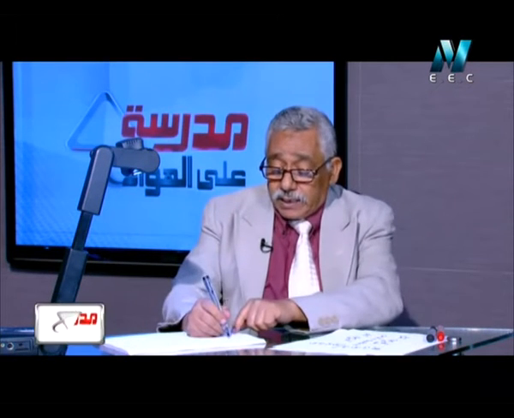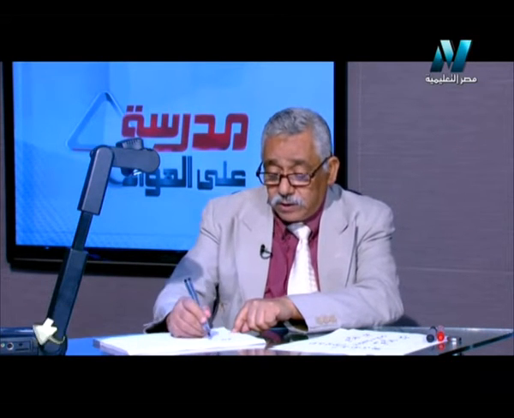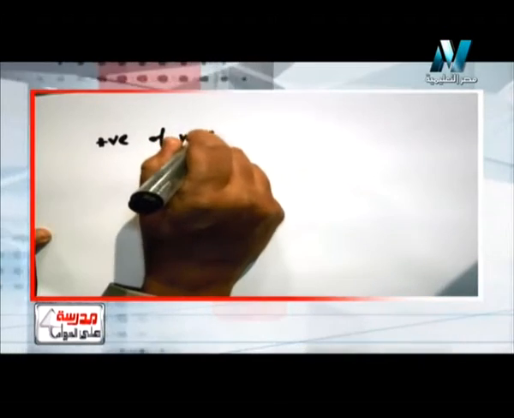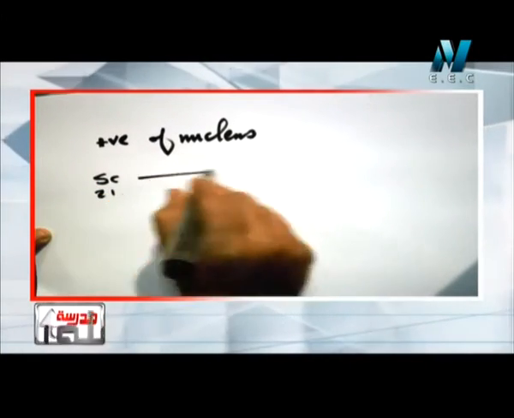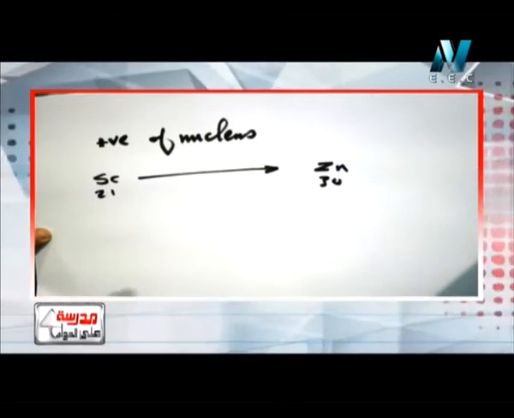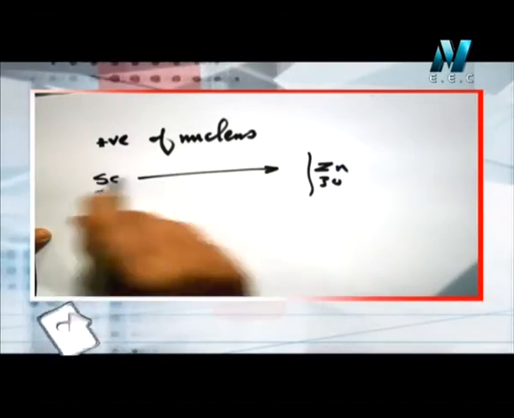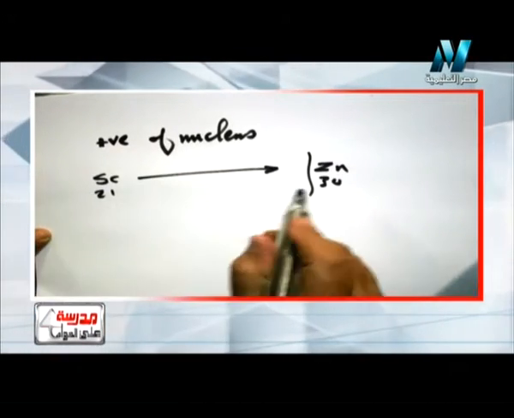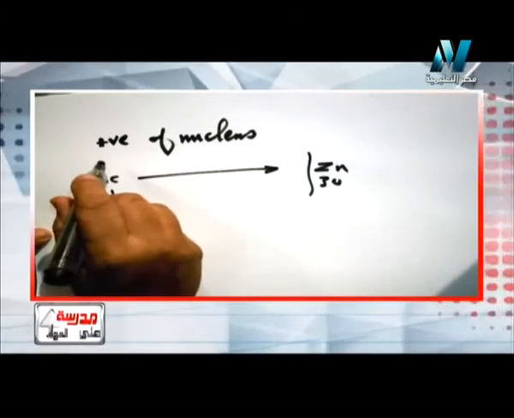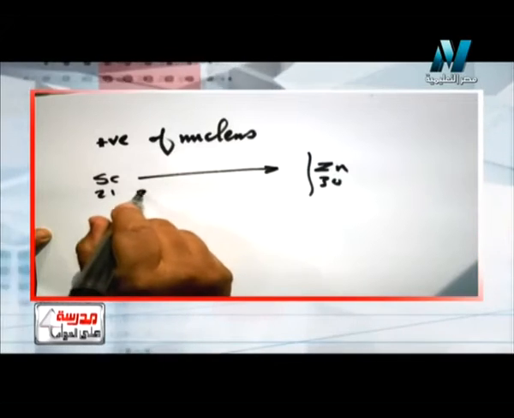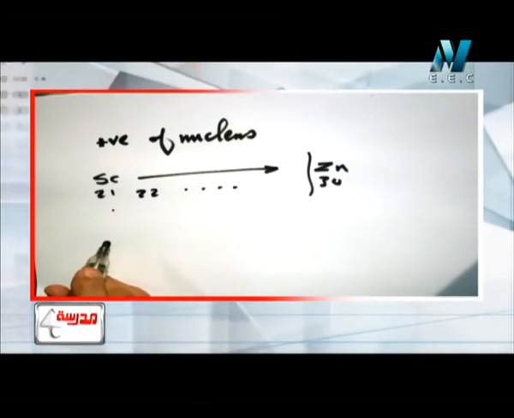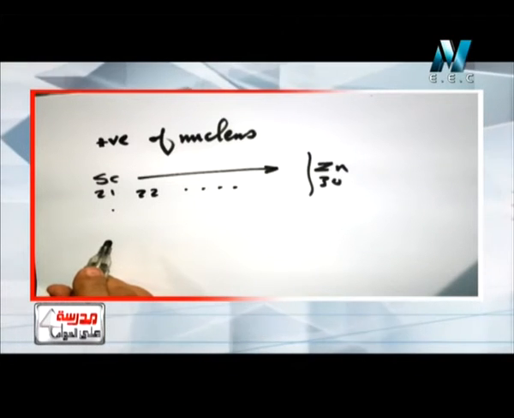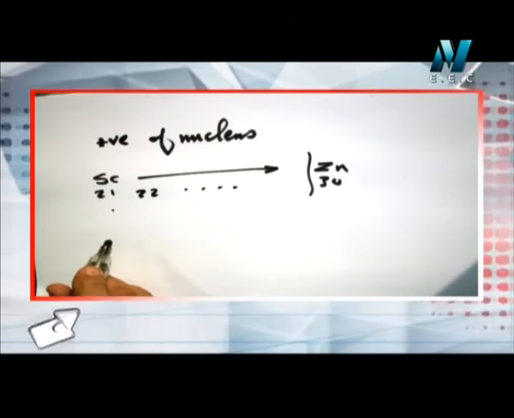we know that as the atomic number increases, the positive charge of the nucleus increases. So as we move from scandium 21 to zinc 30, I said that zinc is a non-transition element, but as we move in these groups from scandium to zinc, the number of positive charges increases: 21, 22, and so on. So the attraction of the nucleus to the outer electrons increases. This decreases the atomic radius.